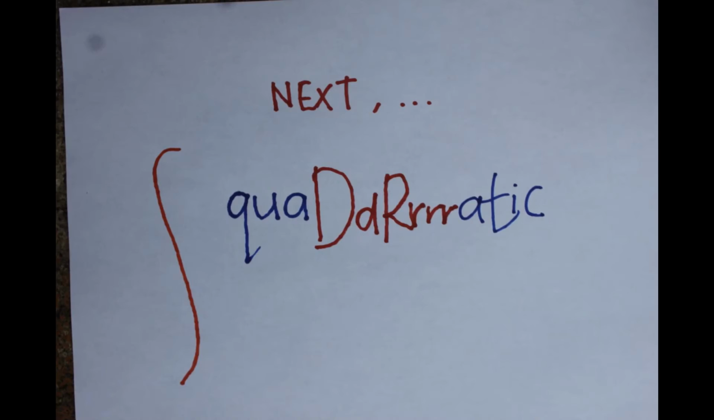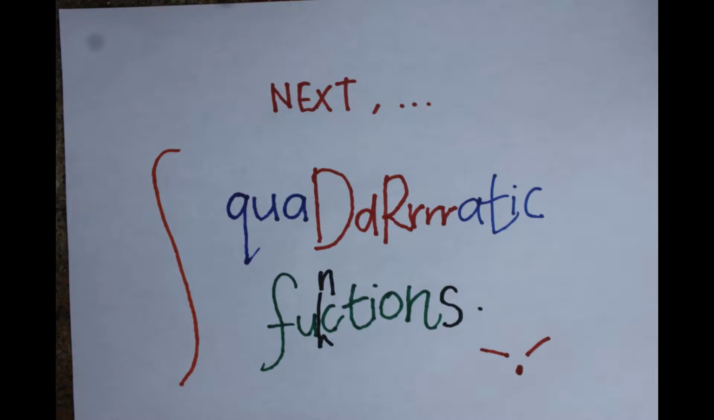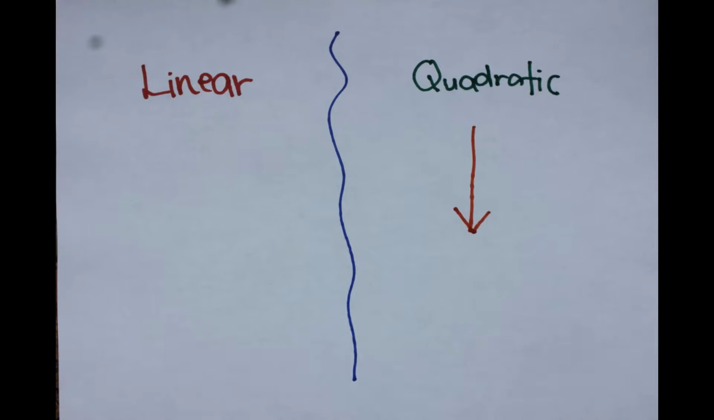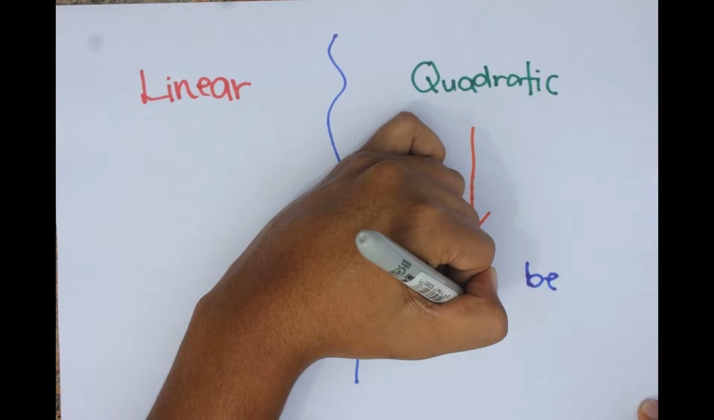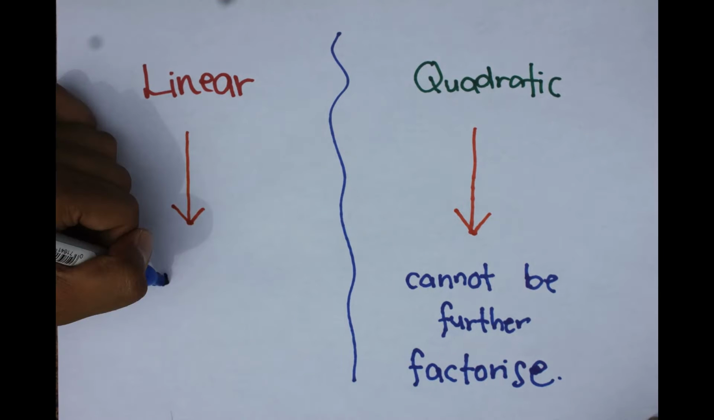Next, we'll be showing you how to integrate quadratic functions. You see, the main difference between quadratic functions and the average linear function is that some factors of a polynomial in a quadratic function are irreducible quadratics.